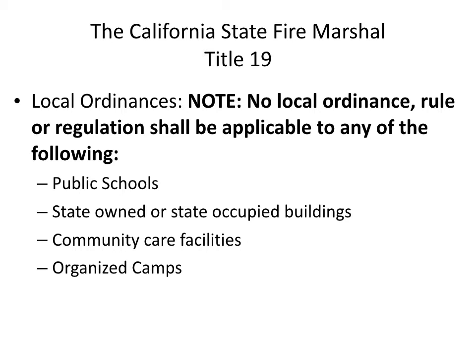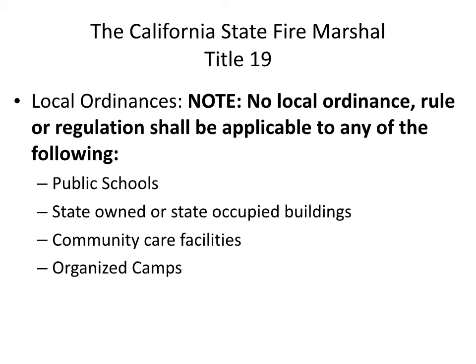So, no local ordinance also can be applicable in any of the following, though. You can have stricter rules, but when it comes to public schools, you can't enforce it there. The only laws that apply to public schools are the ones the state fire marshal says are the right codes and the right regulations. And the same applies in state-owned buildings or state-occupied buildings. The same applies in community care facilities and organized camps.